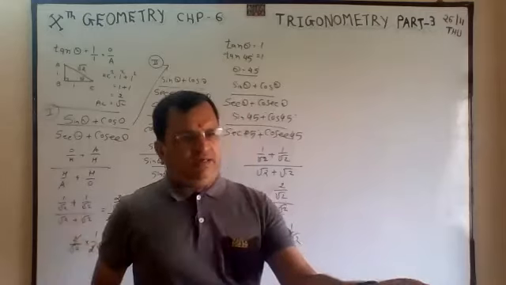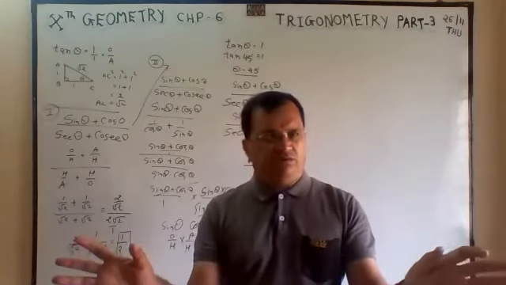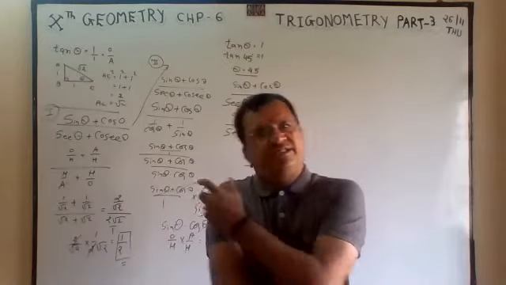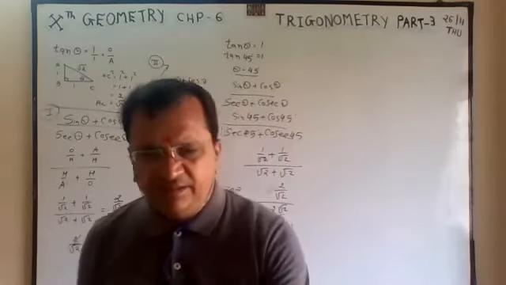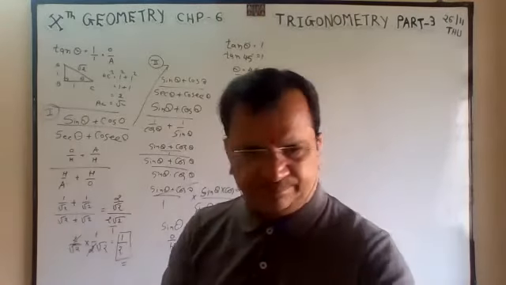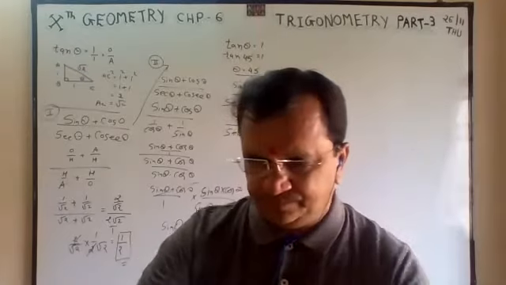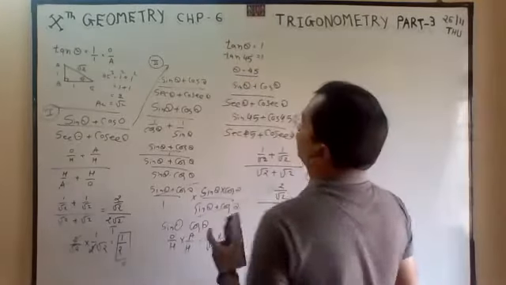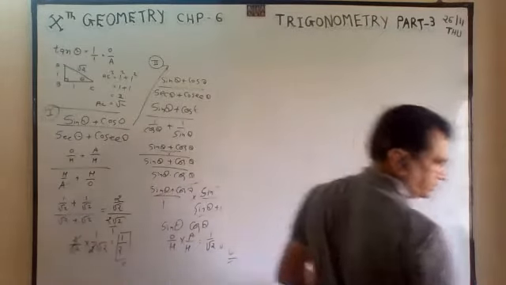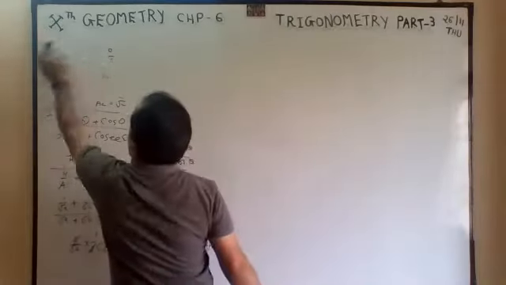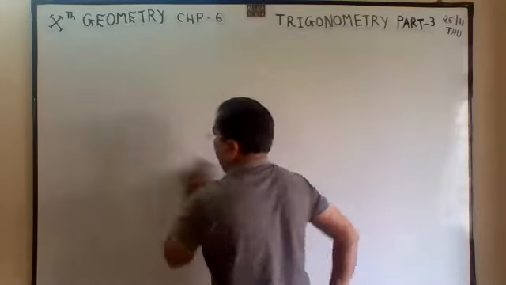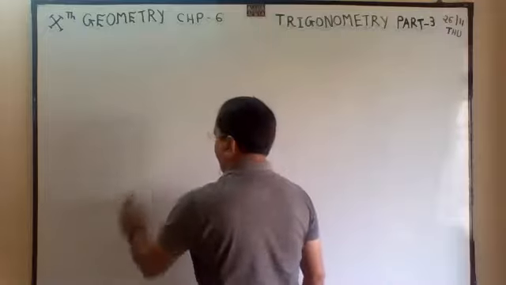Previously, I have divided this chapter into 3 main groups. First, from 1 ratio to many ratios. Then left hand side is equal to right hand side. Then word problems. So now we will start part 2, to prove left hand side is equal to right hand side. For that I'll remove this. Some hints you require to prove left is equal to right.